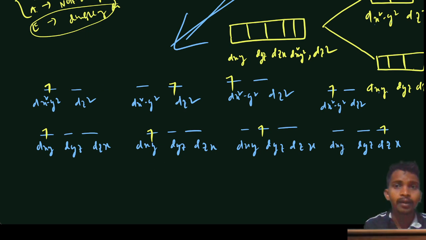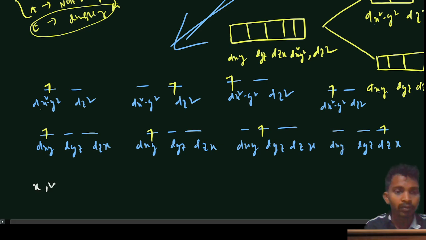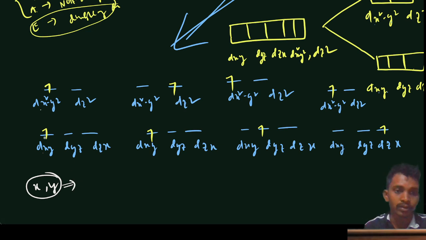Now we will see how many axes have been used. Okay, so here we see dxy, so x and y are used, and here also xy is used. So two axes are used, which means that if two axes are used and it has two electrons, it means there will be more repulsions.